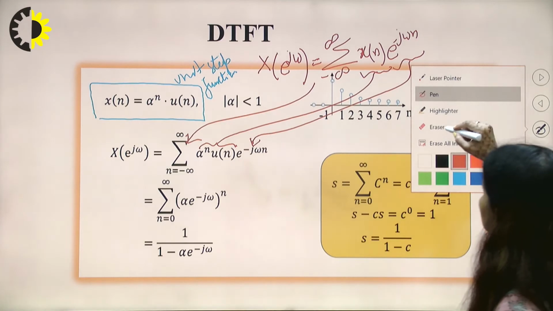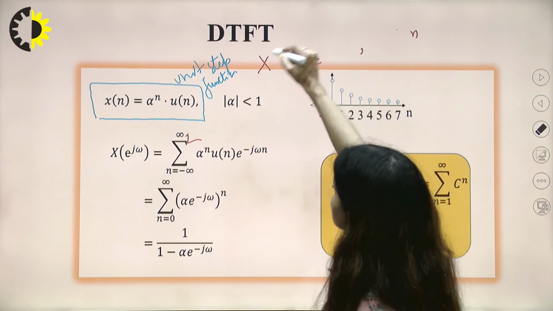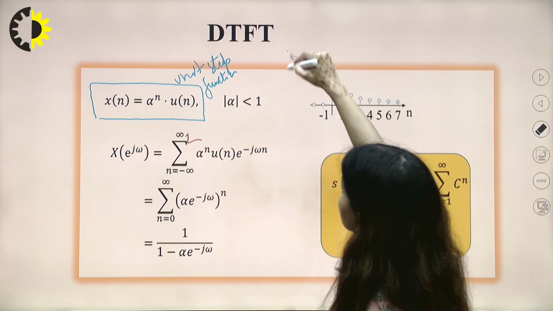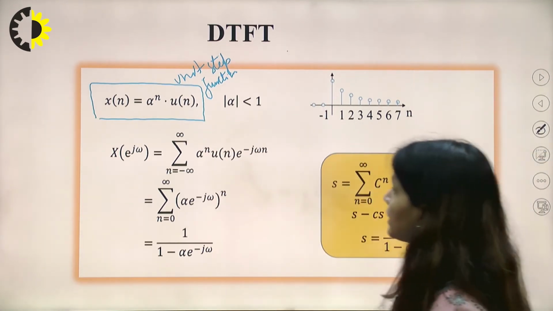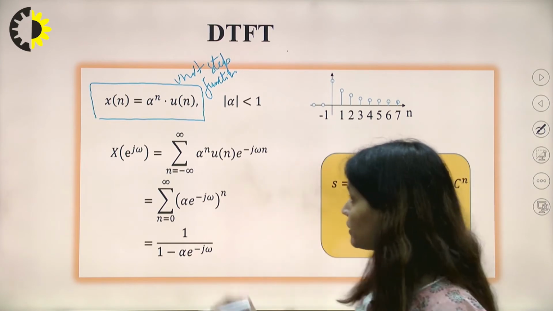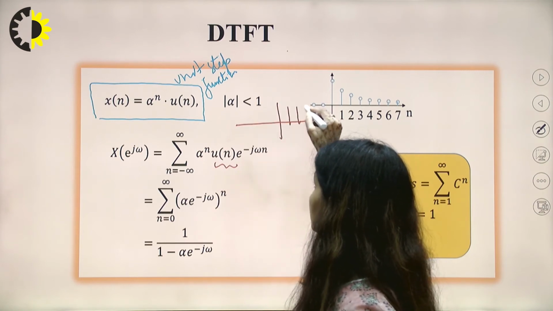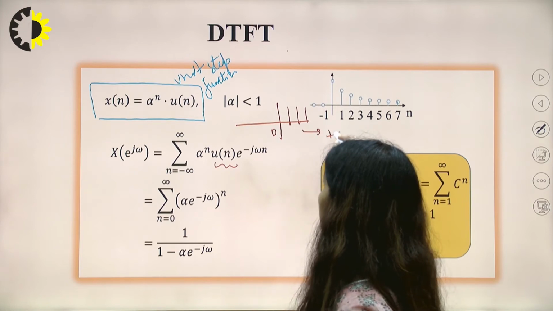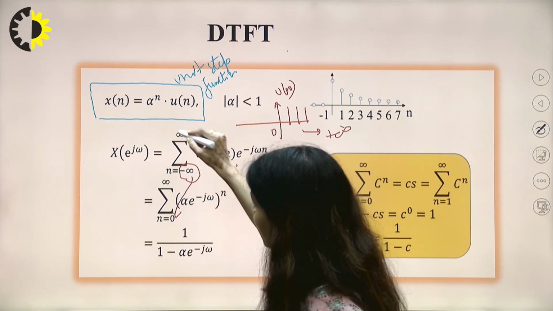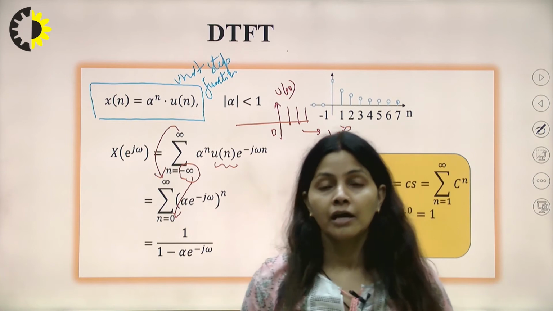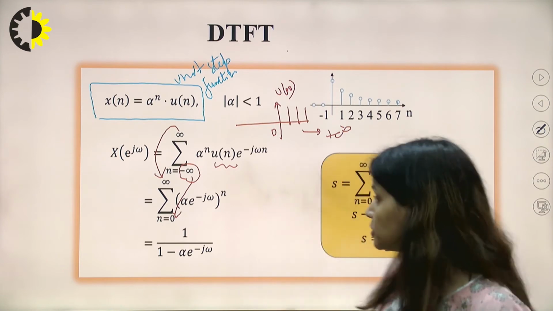So here we can simply see that the sequence times e raised to the power minus jωn, summed from minus infinity to plus infinity, can give me the DTFT value. So here this u[n] is only for 0 to plus infinity. This is u[n]. So my limit will change to 0 and infinity, because this u[n] is specified only for the positive values, and for all of them it is equal to 1 because it is a unit step.